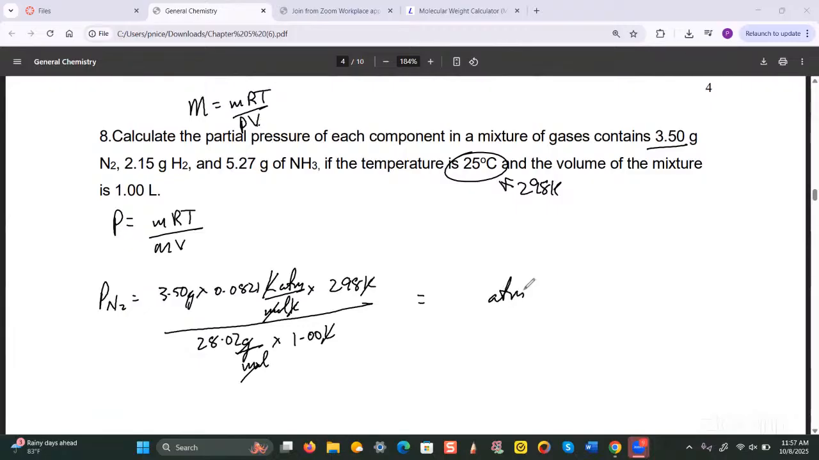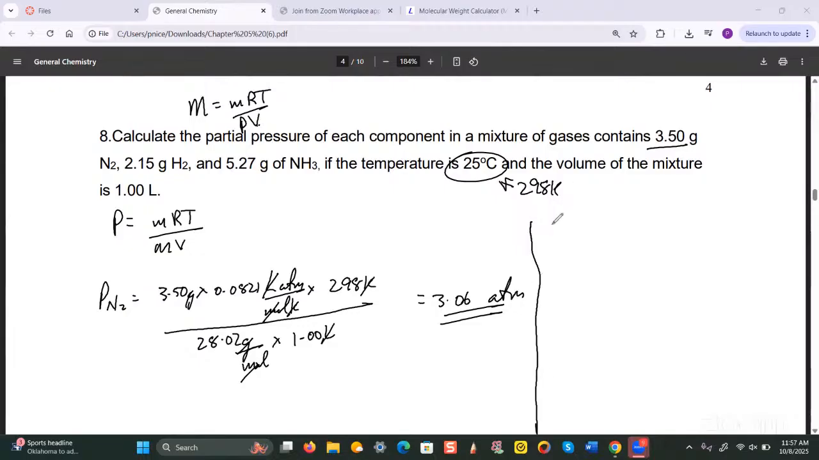So let's do the number crunching. 3.5 times 0.0821 times 298, and then I'm going to divide that by 28.02 divided by 1. So I got, and please correct me if I'm wrong, but I got 3.06 atmospheres. That's what I got. All right? And basically, it's the same calculation for the other gases. Let me just draw a line right here.